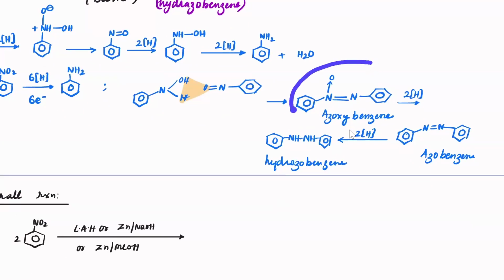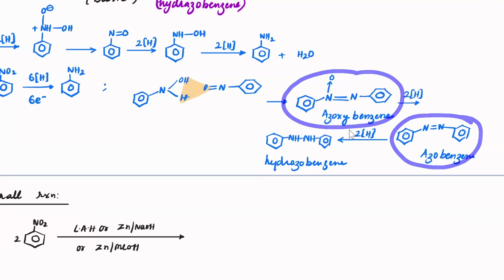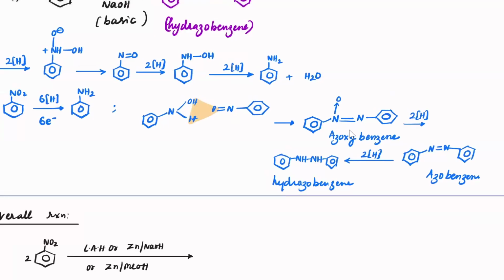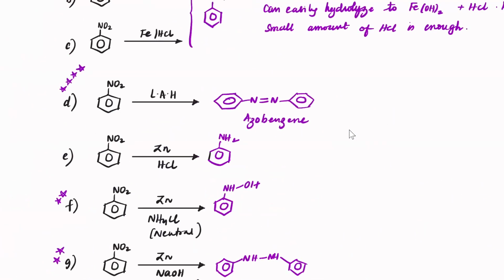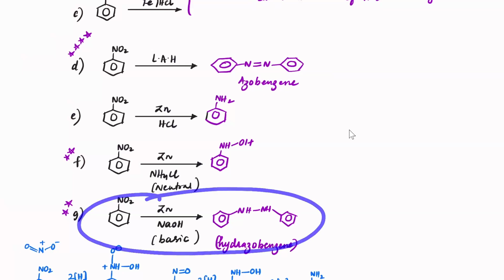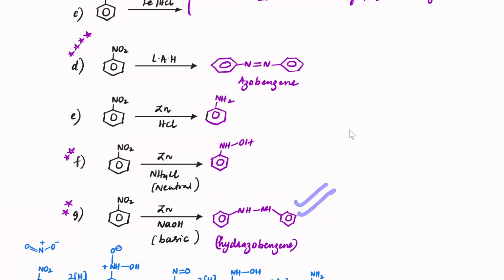The reason is there could be an intermolecular attack of molecules, some more reduced and some less reduced, and both can come together to form products such as azoxybenzene, azobenzene, or hydrazobenzene. We don't know a way to control it, so we just need to know the end result. In the case of lithium aluminum hydride, you will remember strongly that it will end up at azobenzene. In the case of zinc and NaOH, you will remember strongly that it will end up at hydrazobenzene.